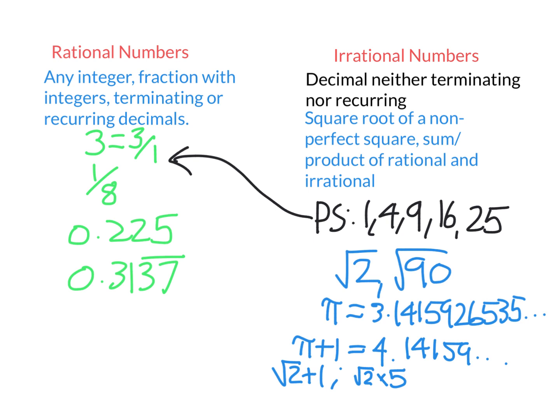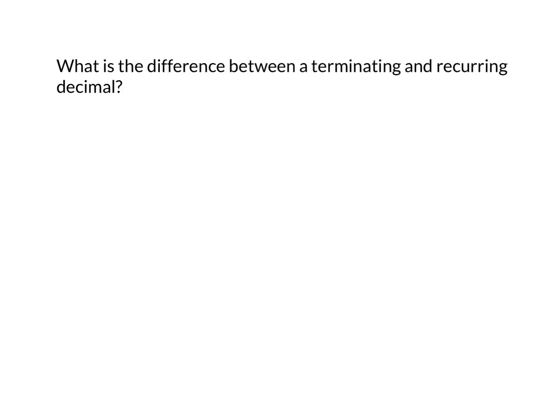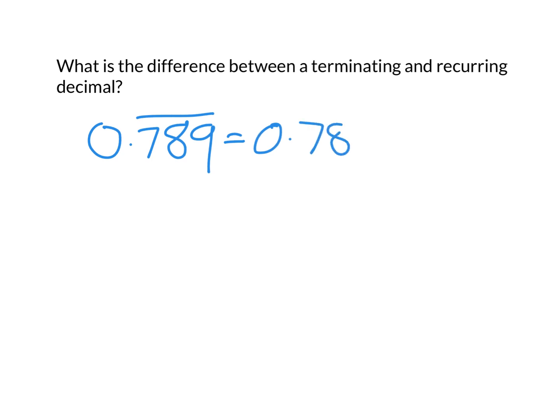So let's look a bit more at the difference between the decimals of rational and irrational numbers. You may be thinking to yourself, hang on a minute, if the decimals of irrational numbers go forever, doesn't that mean they're recurring? Recurring decimals go forever, but there is a pattern. So let's look at something like 0.789 recurring. So you know that that's 0.789789789. It goes on forever and doesn't stop.